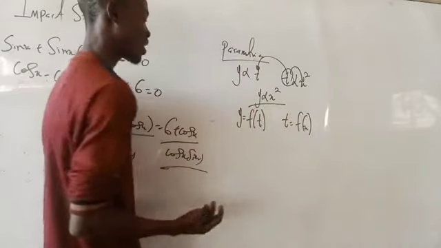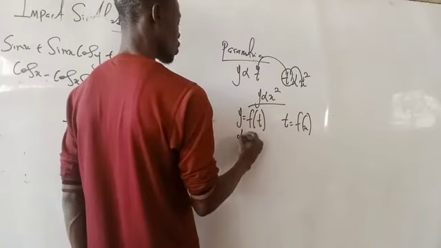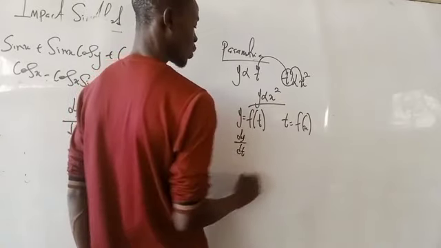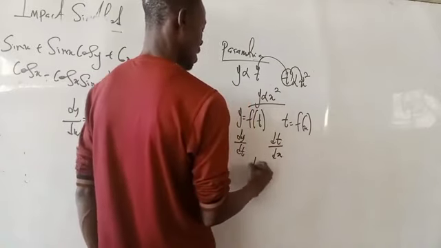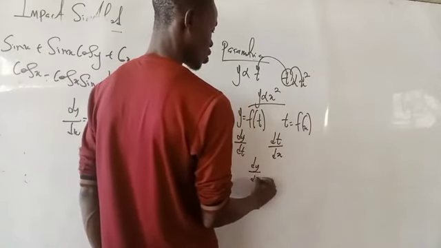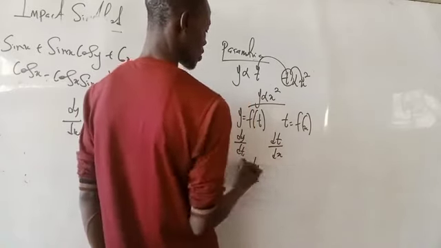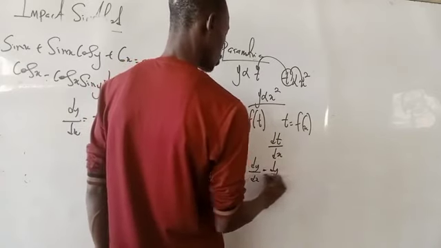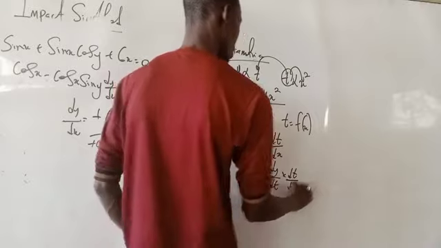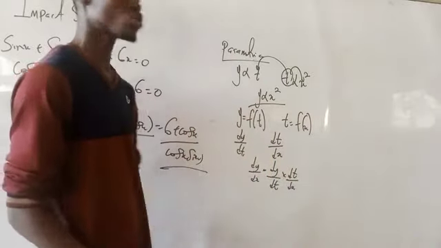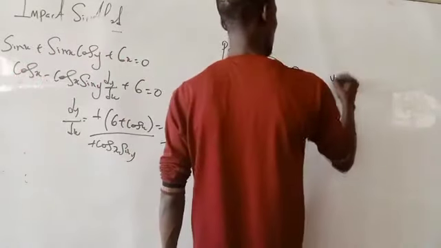So how can we find dy/dx? If you differentiate this, we have dy/dt. Differentiate this, we have dt/dx. And that means how can you get your dy/dx? You multiply them together to have dy/dt times dt/dx. That means dt can cancel dt.